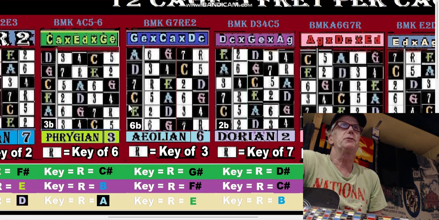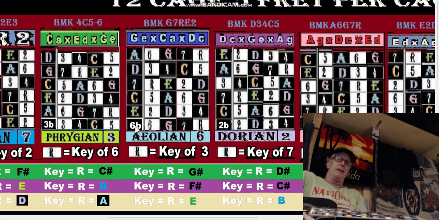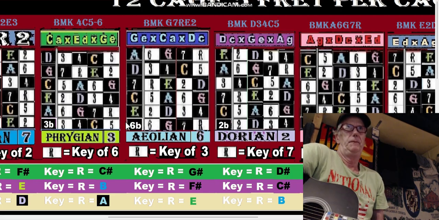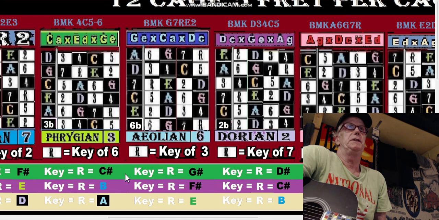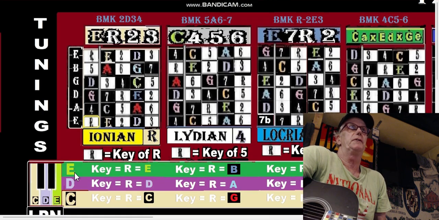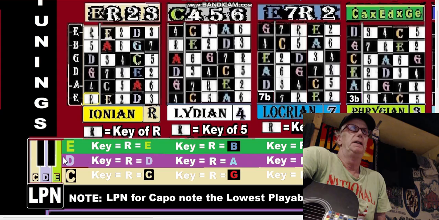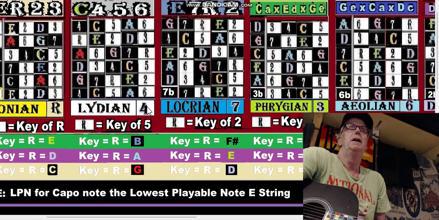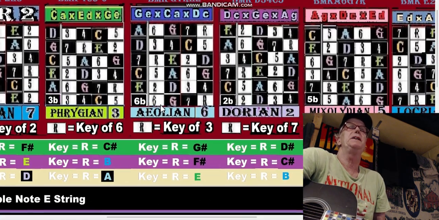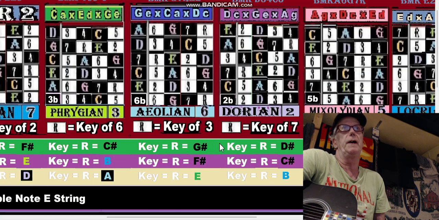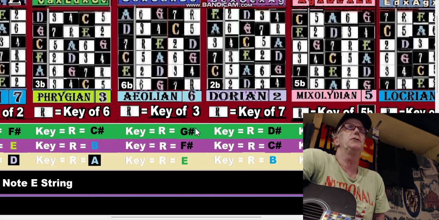So it's the key of 3 of whatever this R is, if this note, lowest playable note, LPN, is whatever it is. It could be an E, it could be a D, it could be a C, but in actuality it could be any note. If you have the capo there, we're just looking at standard tunings off the fret nut. So we're going to look at the key of C. We're going to look at the lowest playable is C.